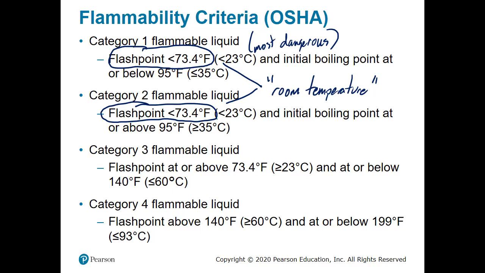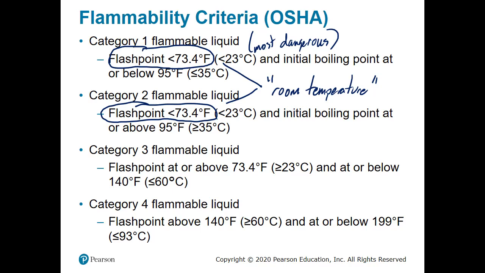The boiling point for category 1 is going to be at or below 95 Fahrenheit. For category 2, it's going to be anything above 95 Fahrenheit. Again, why that particular value, I'm not certain. 95 Fahrenheit, the only thing I could think of off the top of my head is that you're talking about a pretty hot summer day versus not. But even at that, that's pretty lousy conjecture.